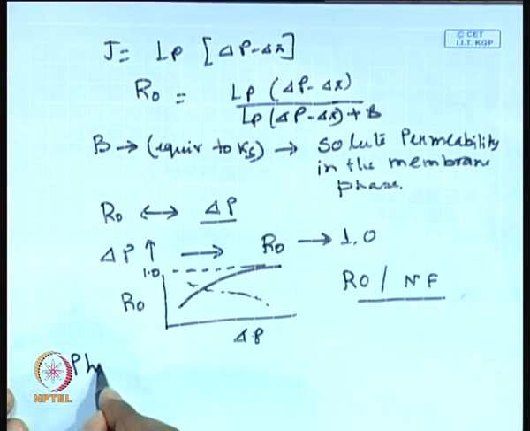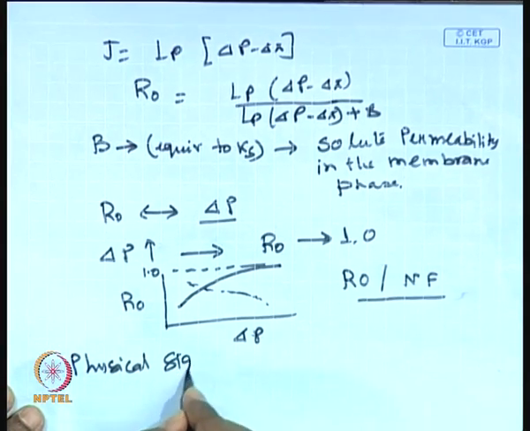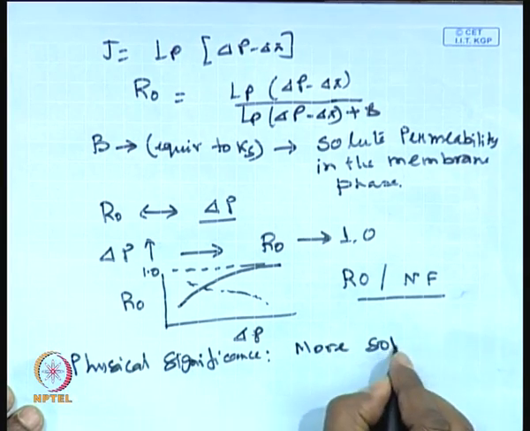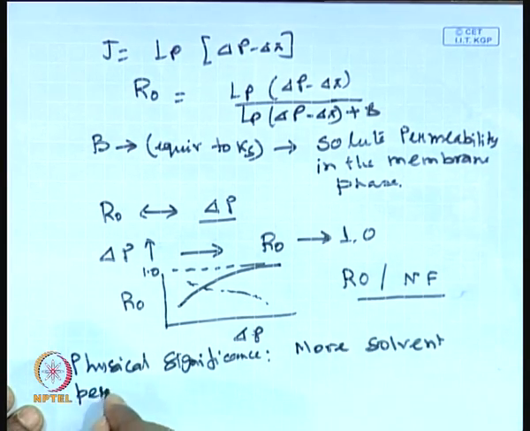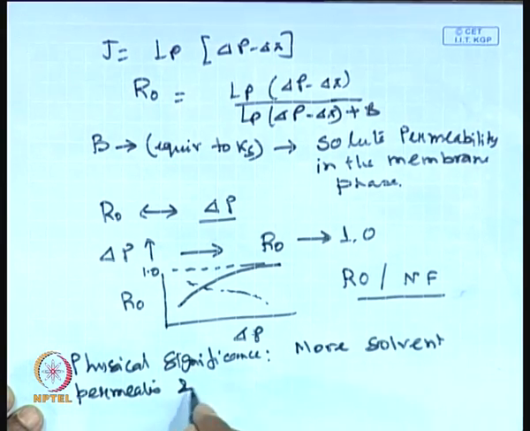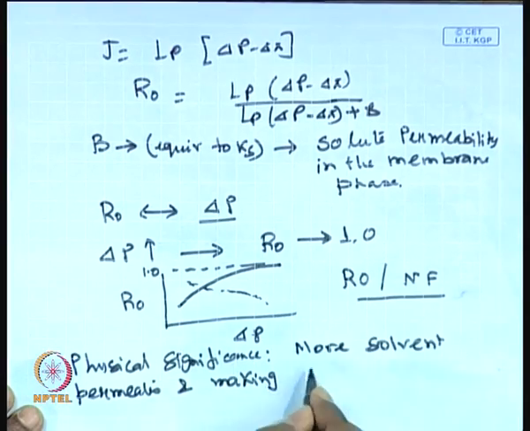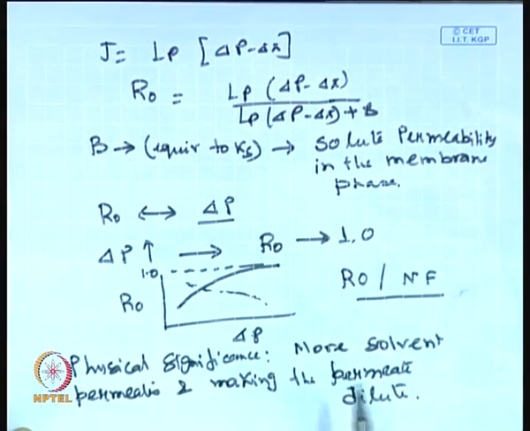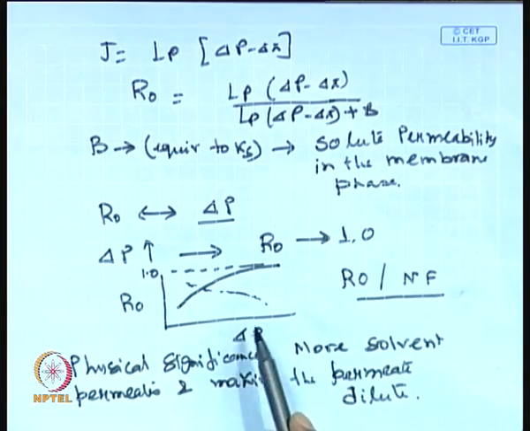So, physical significance is that more solvent permeates and making the permeate dilute. So, one can expect an increase in retention in case of reverse osmosis or nanofiltration as you increase the operating pressure drop. Okay. Now, there is another variation of solution diffusion model, the solution diffusion imperfection model.